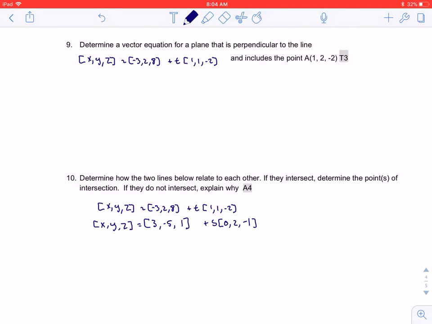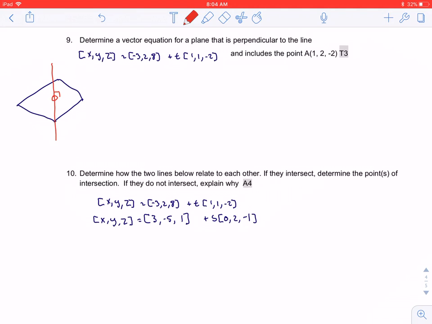what that would look like is here's our plane, and the line that's given would go sort of right through the plane. So that line would be perpendicular to the plane. What that tells us is that this vector here is going to be our normal vector. So the direction vector of our line is also going to be our normal vector.